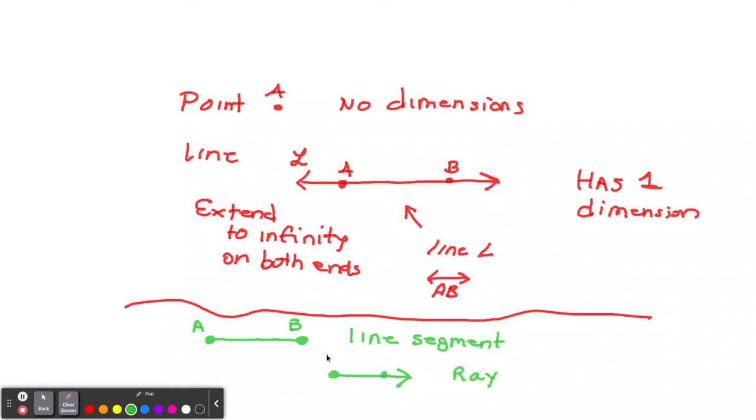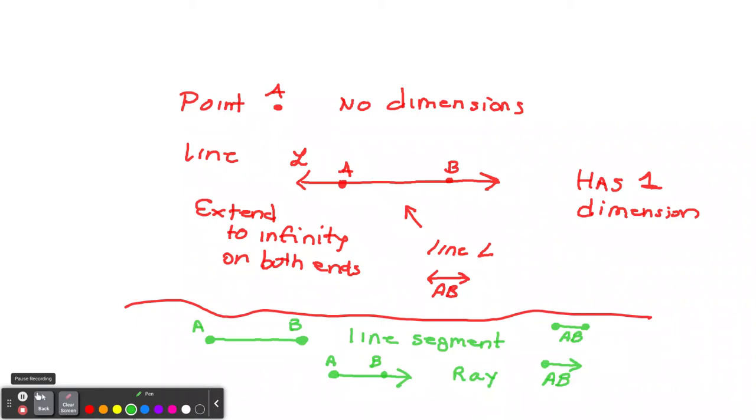Now, in a ray, you can still have points on it. So if we want to name it, we can say this is ray AB. You can write it like this. They'll write the little ray symbol, and you can say ray AB. Or you can say this is a line segment AB. So forth. Okay, so we have no dimensions, one dimension, and two dimensions would be a plane.